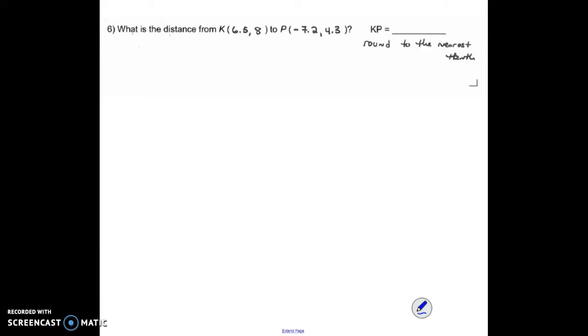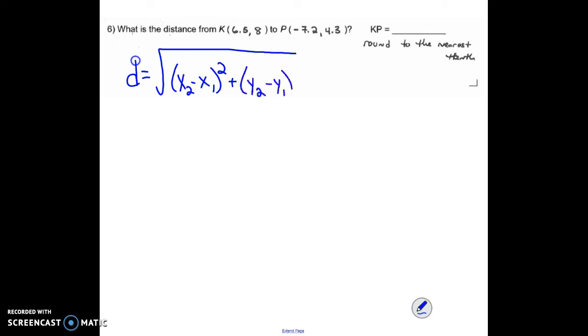All right, continuing this worksheet 1.5 to 7. Problem number 6. What is the distance from K to P given these coordinates? Well, the big thing here is the distance formula. Distance equals the square root of (x2 minus x1) squared plus (y2 minus y1) squared.